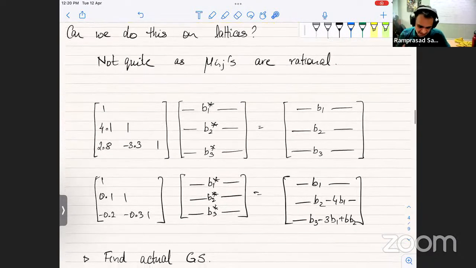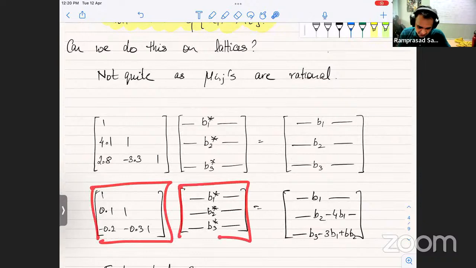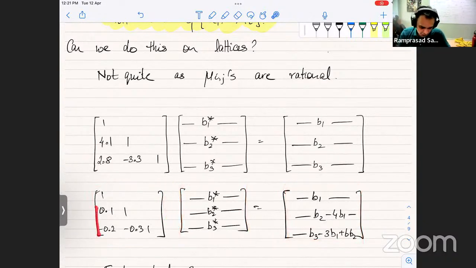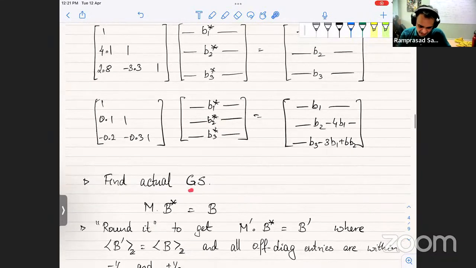Okay, and I will just call this a rounded Gram-Schmidt, by which I mean it's a way of writing some matrix M times the Gram-Schmidt vectors equals your new basis, such that all off-diagonal entries are between plus half and minus half, because that's the best I can achieve. If I'm only allowed to do integer combinations, then the best I can get to is plus half and minus half. Okay, so here's what we are going to do. We are going to find the actual Gram-Schmidt.